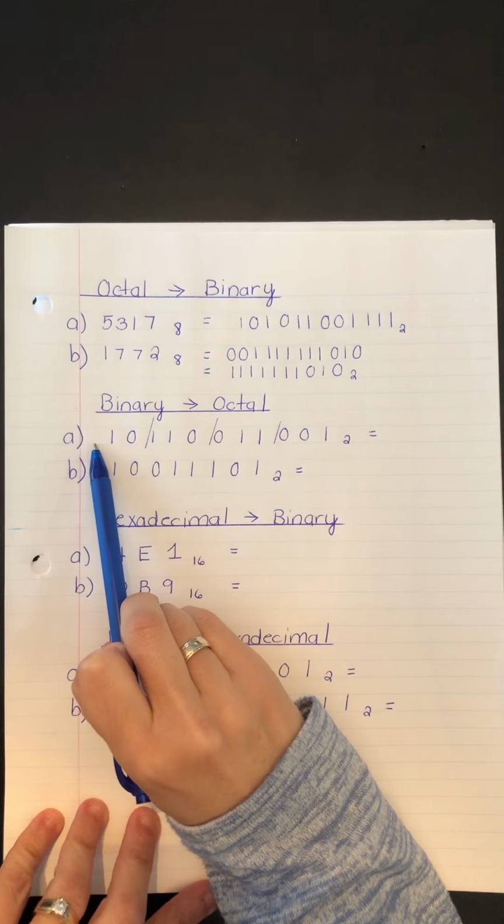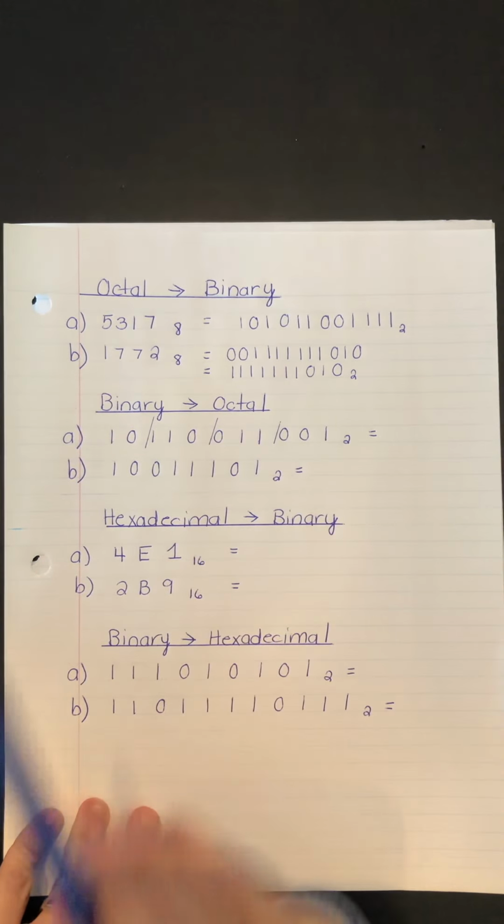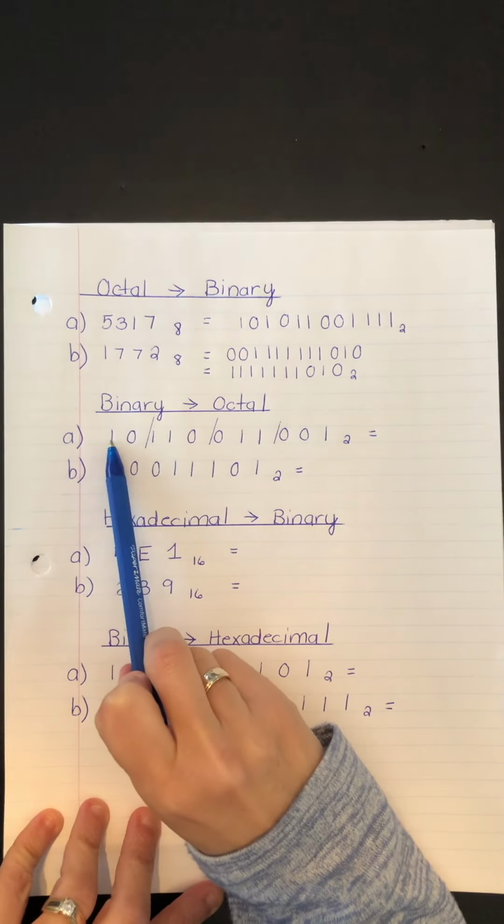And then if this is to be considered a group of 3, we would remember that a 0 would be implied right there. And then all we do is look up each of these in the chart. So the first one again is 010.